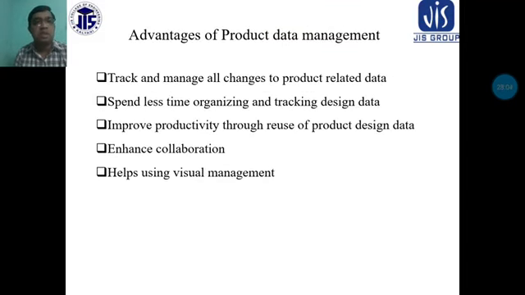The advantages of product data management are to track and manage all changes to product related data, spend less time organizing and tracking design data, improve productivity through use of product design data, enhance collaboration, and help using visual management.